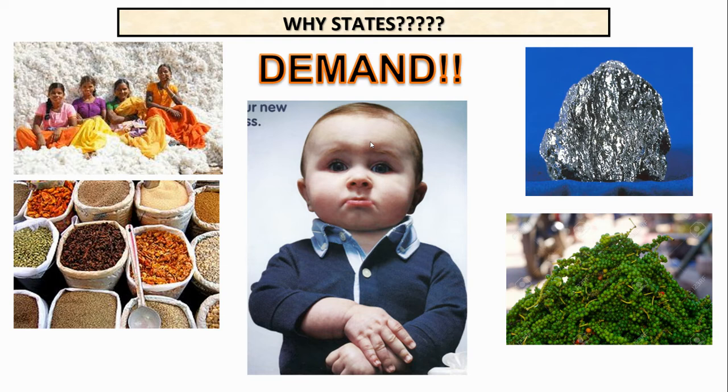So let's just review. Why did trading states develop? They develop because the world is demanding the cotton, the spices, and the pepper that come from this area. So these smaller states develop, one, to either control the production of pepper, spices, or cotton, two, to control access to them, or three, control trade routes for them.